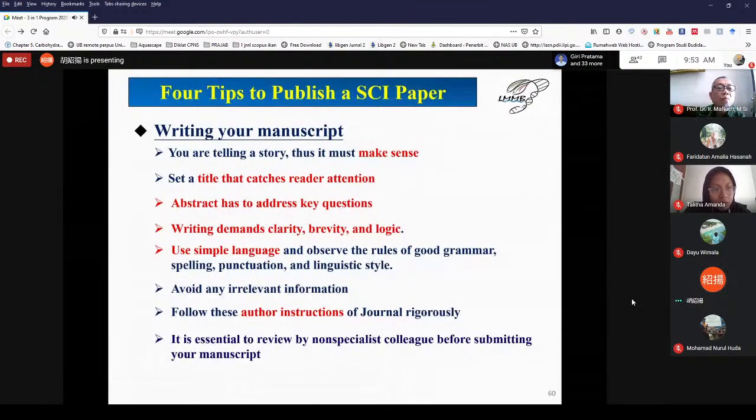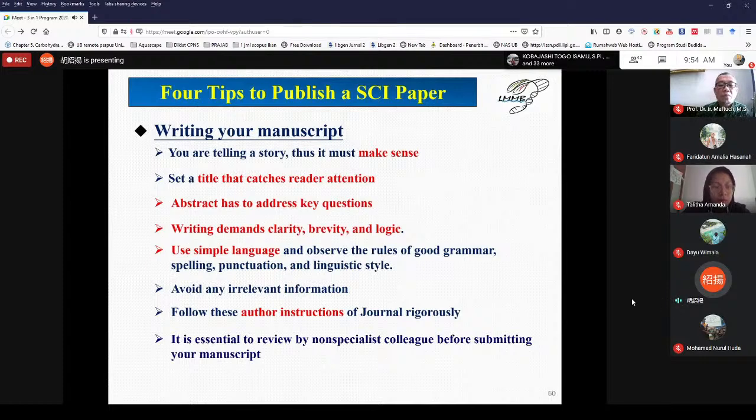So first, set a title. The manuscript title is the first window for readers to look at your work. Therefore, select a title that can catch reviewers' or readers' attention, accurately describe the content of your manuscript, and make people want to read further. So the title is quite important when you write a manuscript.